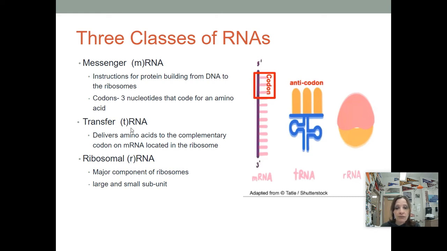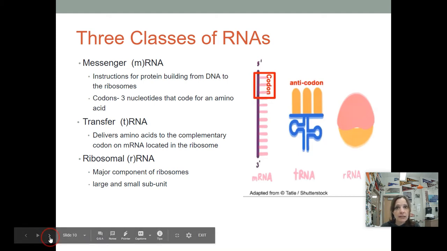And then you have transfer RNA, which is right here. Transfer RNA has what's called an anticodon, and that anticodon is going to be complementary to the codon. And then down here would be an amino acid. So each transfer RNA has a specific amino acid that is going to go to the ribosome and match up with its complementary codon. And then the last type of RNA is basically what ribosomes are made out of, rRNA. There is a large subunit and a small subunit. And then with DNA, there's only one type.